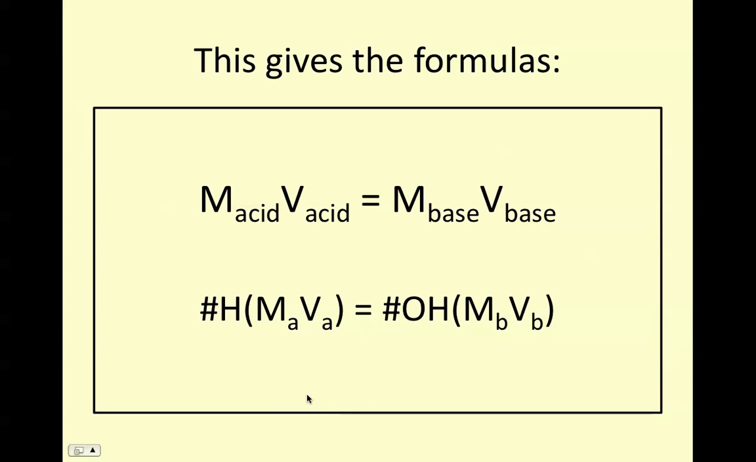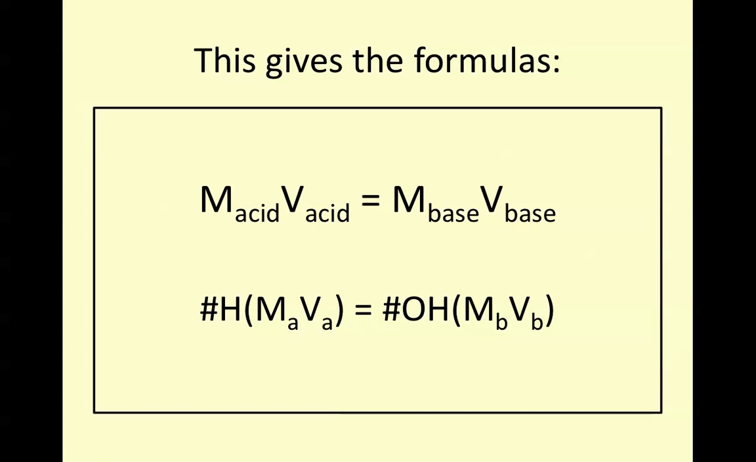This gives us the formula that you see and that you should be writing down into the box. Because moles of acid equal moles of base, we can rearrange our molarity calculations and show that the molarity of our acid and the volume of our acid has to be equal to the molarity of our base and volume of our base. So just remember, the capital M is representing molarity, capital V is representing volume.